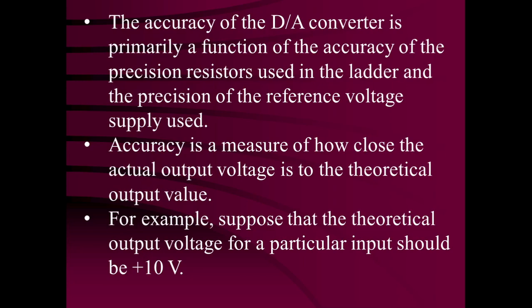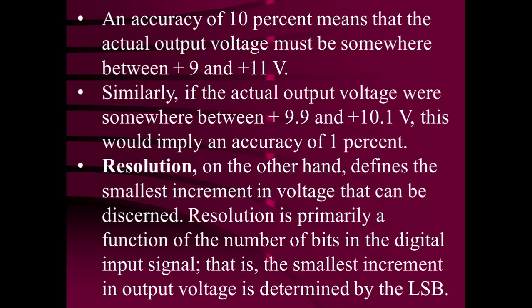For example, suppose that the theoretical output voltage for a particular input should be plus 10 volt. An accuracy of 10% means 10% of the 10 volt, which is 1 volt. So 10 volt plus or minus 1 volt is plus 9 volt to plus 11 volt in between. So the actual output voltage may range between plus 9 volt and plus 11 volt, and an accuracy of 10% means that the actual output voltage must be somewhere between plus 9 volt and plus 11 volt.